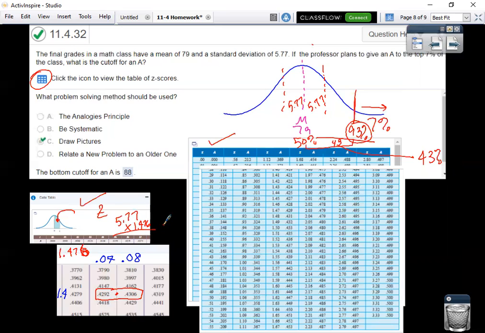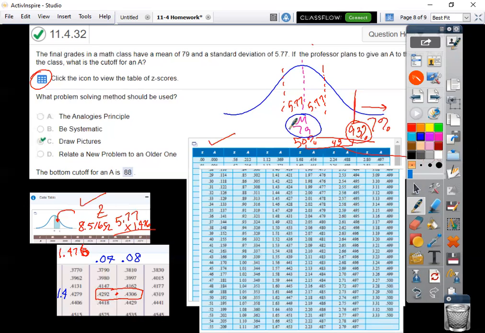I'm just grabbing a calculator here. 5.77 times the 1.476, and I need to go 8.51652 above the mean. And what's my mean? My mean was the 79. So I'm at the 79 for the mean. So if I go above there, this 8.51, that would put me at 79 plus 8, which is 87.51. And then when you look down here, I think it said to round to the nearest whole number. So rounding this up got me to that 88.